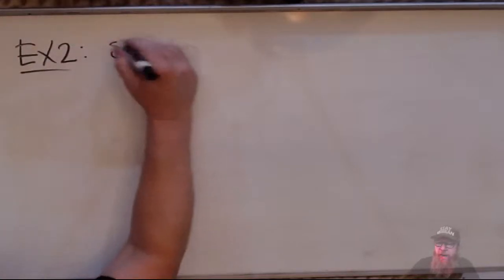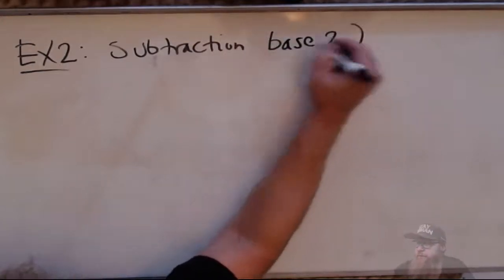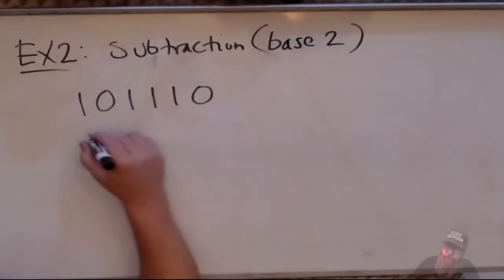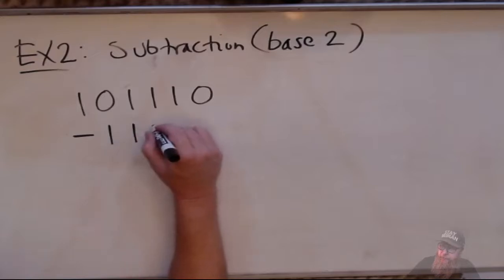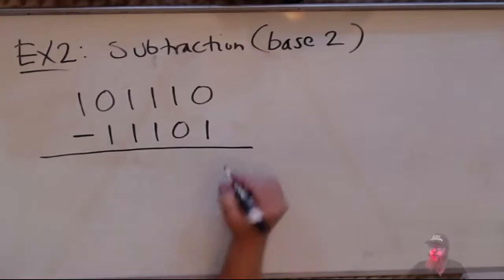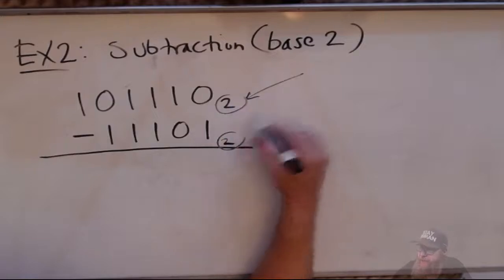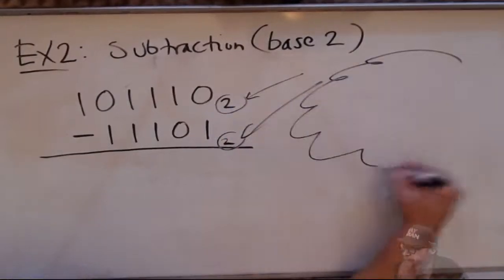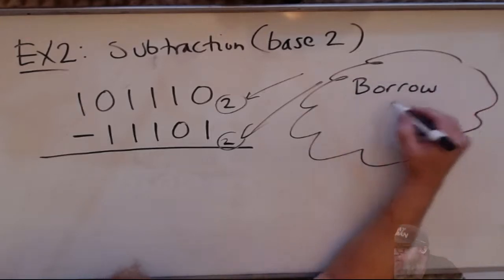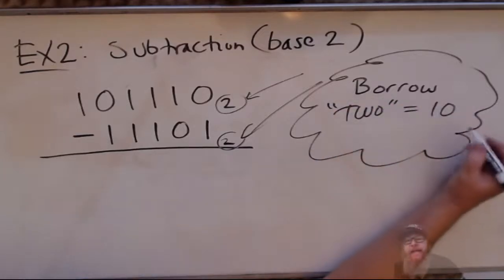Example 2, subtraction. Base 2. So when we're subtracting numbers in base 2, we got to keep in mind that instead of borrowing a 10, you borrow 2. But it looks like a 10.